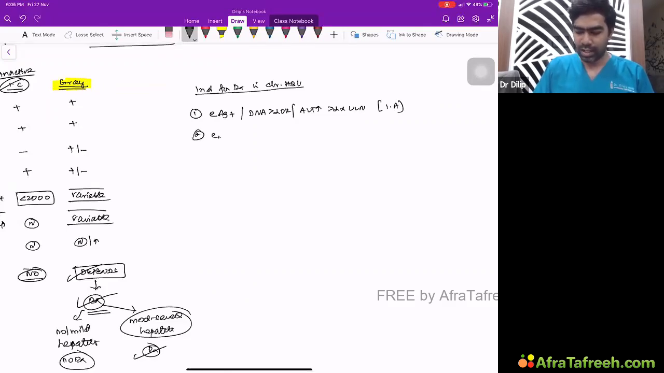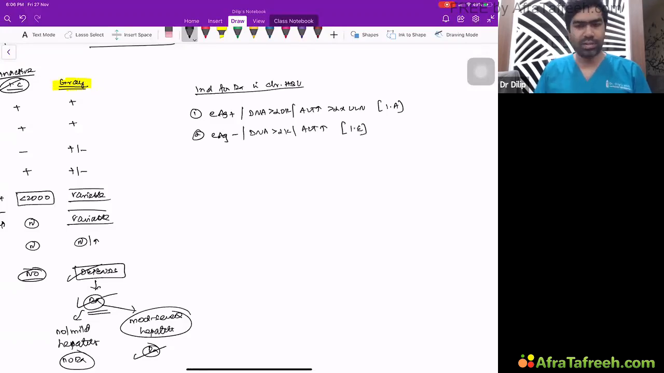The second indication is E antigen is negative, DNA more than 2000, and ALT is elevated, need not be more than 2 times the upper limit of normal. This typically indicates the immune escape phase, if you remember. So that becomes an indication for treatment. And the third one: E antigen positive, DNA more than 20,000, ALT is elevated, but not significantly elevated. It is less than 2 times the upper limit of normal.